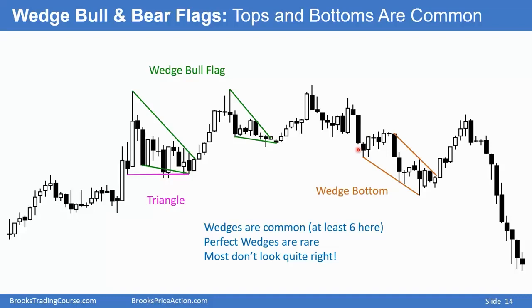3 pushes down, bear breakout, first push, and then a second push, and a third push. Not really converging lines, but still I think of it as a wedge bottom, and I look for a bull breakout.